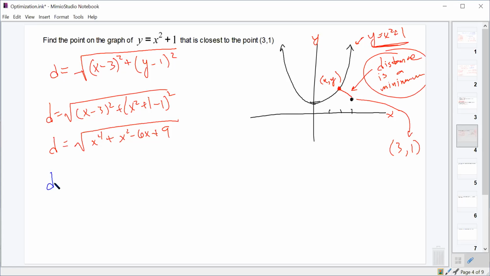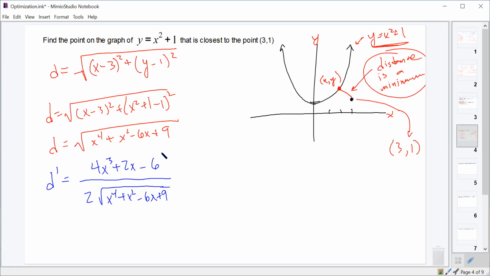When its derivative is, right? So we need a derivative. 1 over 2 root x to the 4th plus x squared minus 6x plus 9 times the derivative of x to the fourth plus x squared minus 6x plus 9, which is 4x cubed plus 2x minus 6. Good or no? Good. Okay, cool.